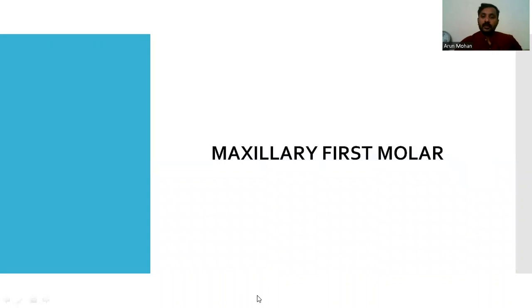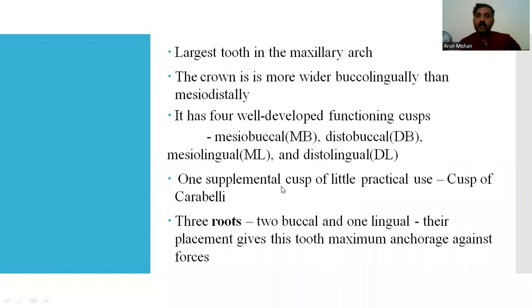So, the maxillary first molar is what we'll be discussing first. The maxillary first molar is the largest tooth in the maxillary arch. Its crown is wider buccolingually than mesiodistally. It has four well-developed functioning cusps, namely the mesiobuccal, distobuccal, mesiolingual, and distolingual cusps, and one supplemental cusp of little practical use, that is the cusp of Carabelli.